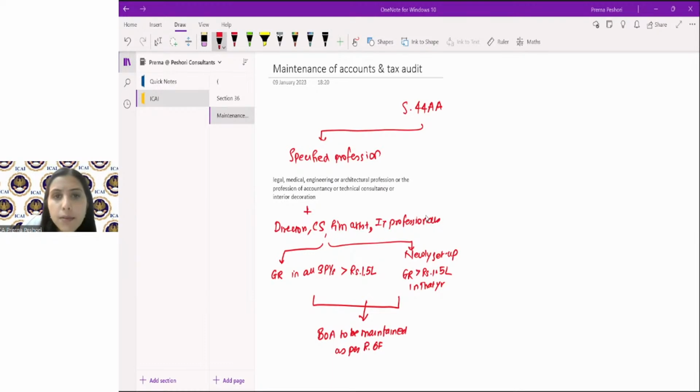Here, these are the prescribed books of accounts and documents to be maintained. And what are the prescribed documents under 6F? Cash book, journal, ledger, bills, right? Vouchers. In case of a medical profession, daily case register, inventory book, all these are to be maintained, right?